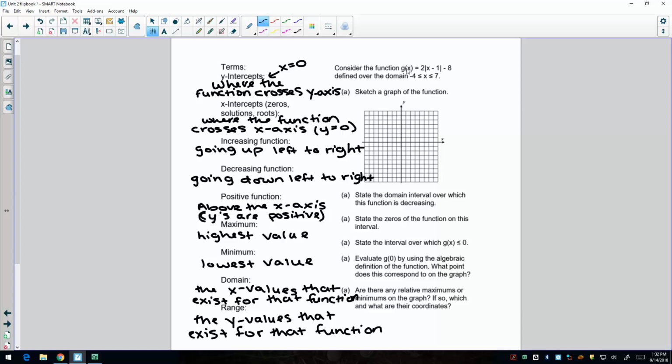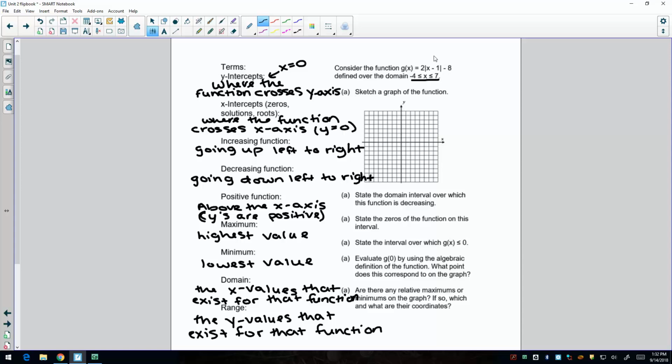So let's consider the function g of x. They chose g this time instead of f of x. G of x is the function 2 times the absolute value of x minus 1, minus 8. And they only want you to graph it over the following domain. You don't have to plug in every number that you can fit on this graph. You only have to go from -4 to 7.